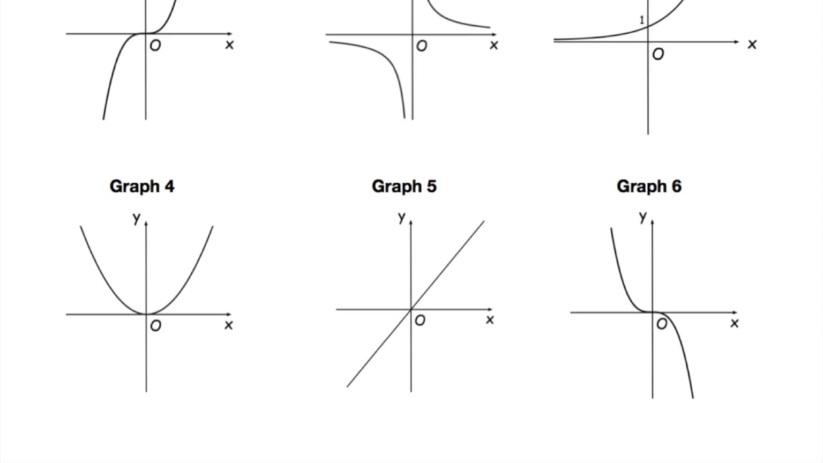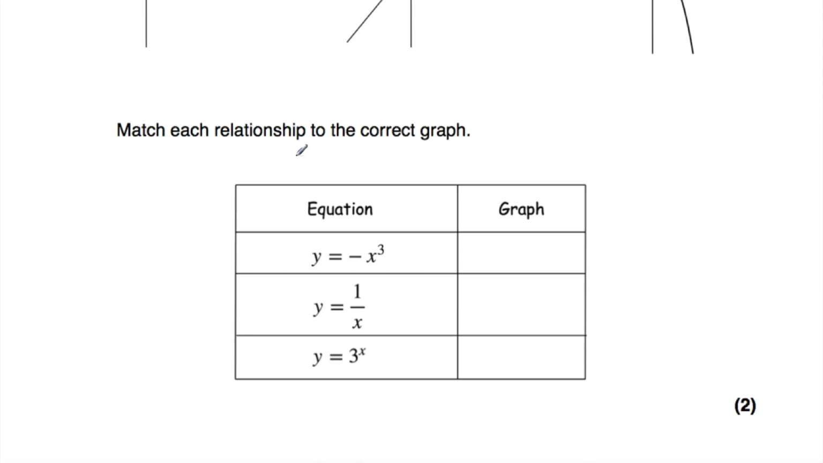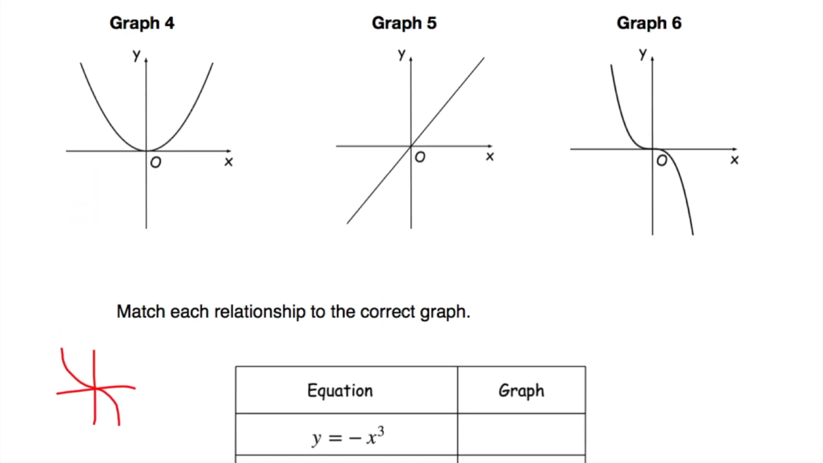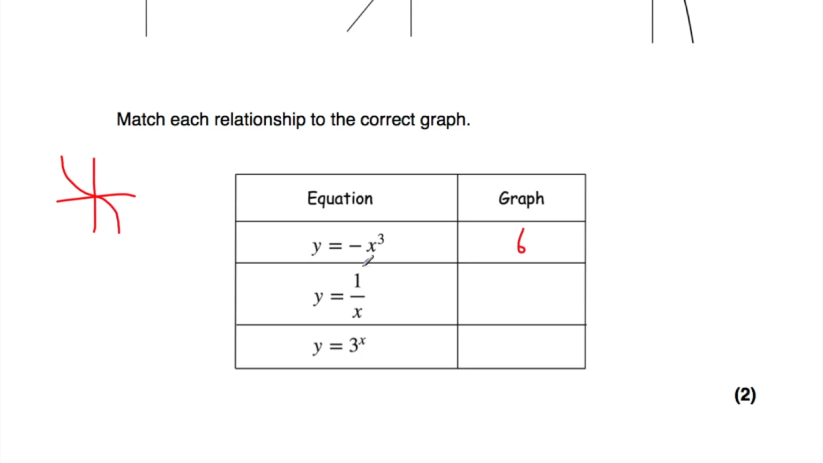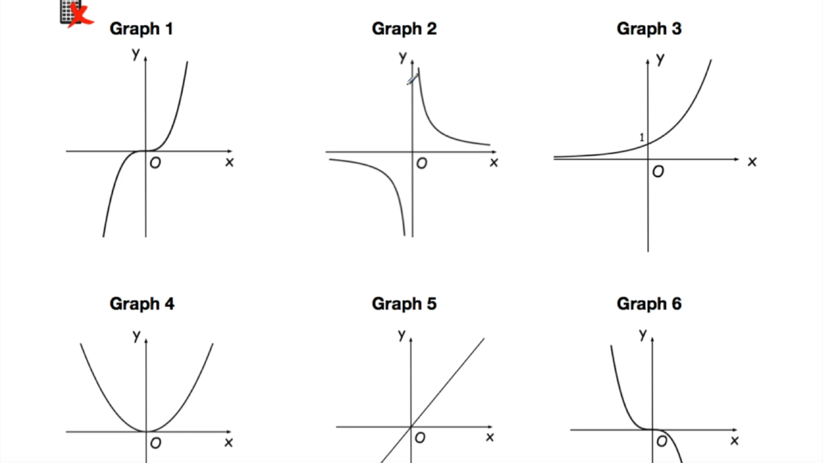And then if we go down, we've been asked to match each relationship or equation to the correct graph. So we've got these 3 equations and we need to find their graphs. So we've got y equals negative x cubed. So y equals negative x cubed will look something like this, where it's coming down, and then flatten out and then come down again. So that was graph 6 there, so graph 6. We've got the reciprocal graph, y equals 1 over x. So that was graph 2, the reciprocal graph.